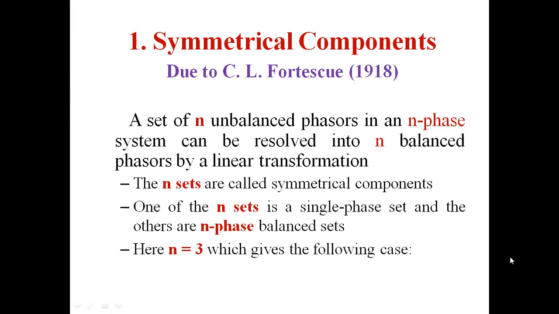The first topic is the symmetrical component. According to C.L. Fortescue in 1918, a set of n unbalanced phasors in an n-phase system can be resolved into n balanced phasors by linear transformation. The n sets are called the symmetrical components. One of the n sets is the single-phase set, and the others are n-phase or balanced. Here n equals 3, which is given by the following cases.